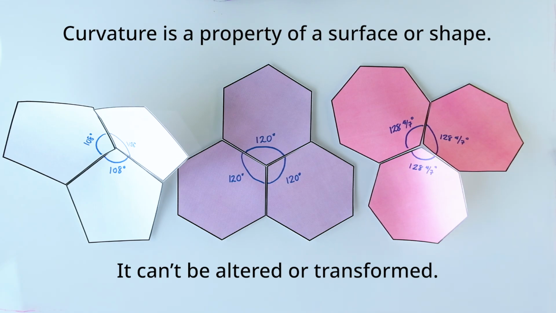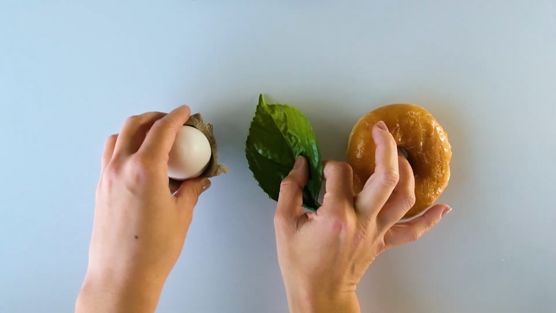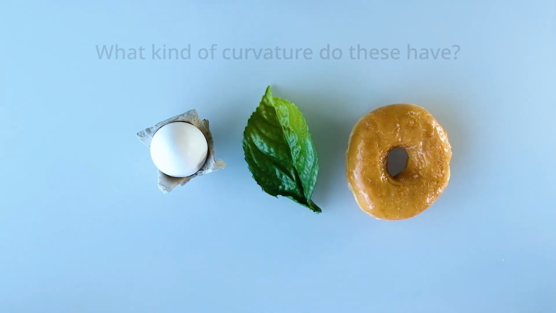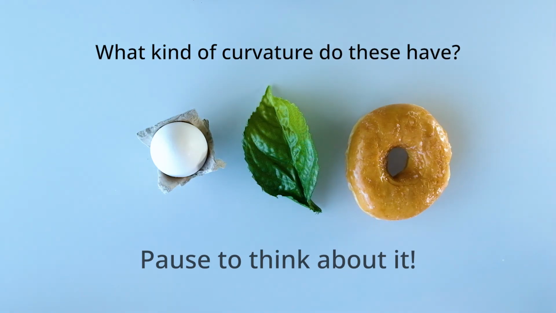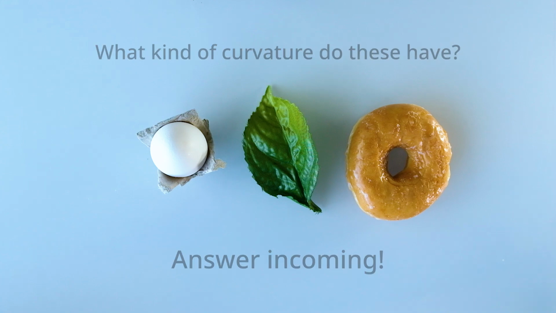Like I can't turn the zero curvature shape into a dome or a saddle, and I can't make the dome or a saddle flat. But they are all useful in different ways, and we can find all of them in our daily lives. Can you tell what kind of curvature each of these things has? Pause the video to think about it and lock in your answers.